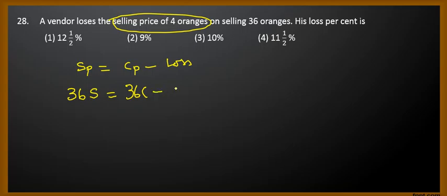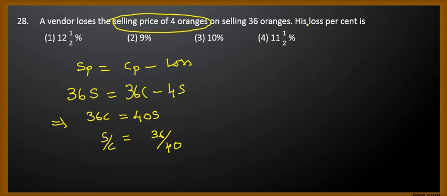So minus the selling price of each orange, which we consider as S, so the selling price of 4 oranges will be 4S. That implies 36C equals 40S. S by C is equivalent to 36 by 40.